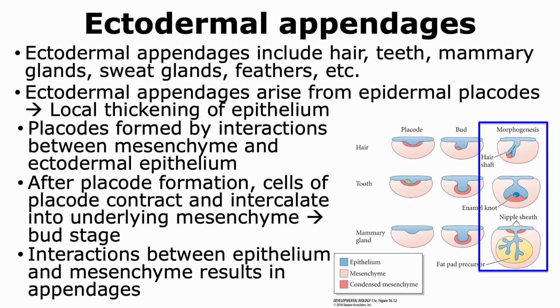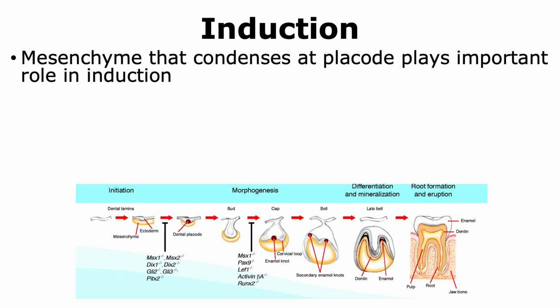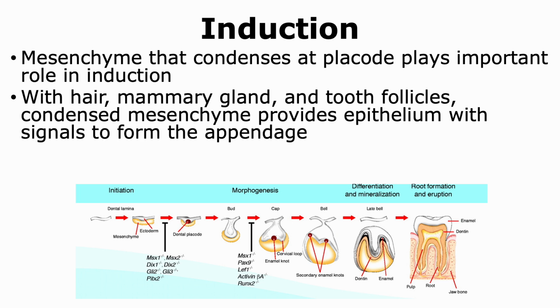Then several interactions occur between the epithelium and the mesenchyme that ultimately result in the formation of these appendages, like hair or teeth or the mammary glands. During the formation of the ectodermal appendages, the mesenchyme plays a very important role. It condenses at the placode and plays an important role in the induction process.